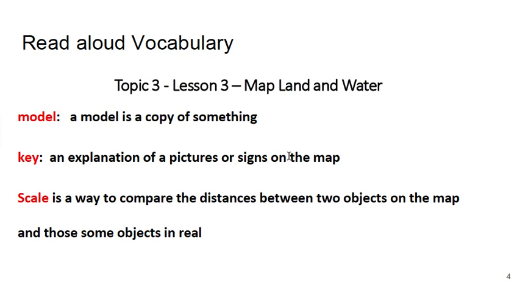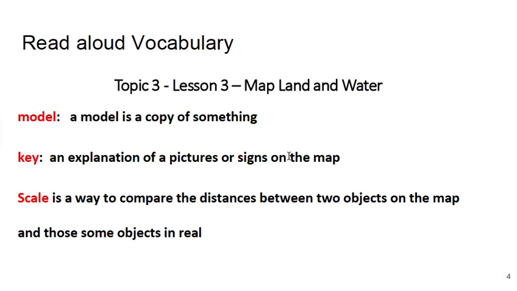Now the second word is key. Now this is not the key which opens a lock. This is a key which we have on a map. So an explanation of a picture or signs on the map. So whenever you have an explanation of a picture or sign on the map, you always have a key. It's a box you can find on the right or left side of a map which has pictures in it, and it tells you what those pictures stand for on the map.